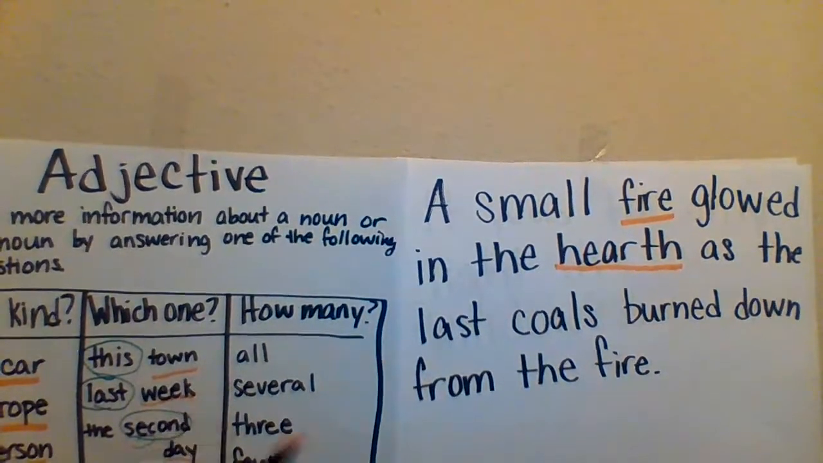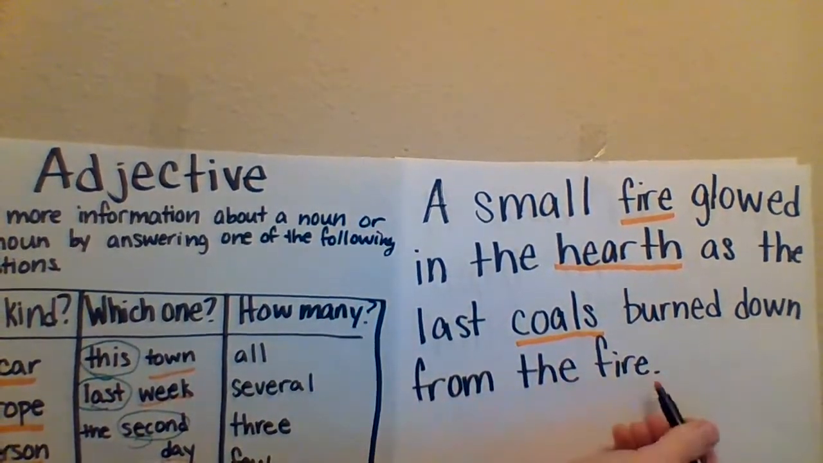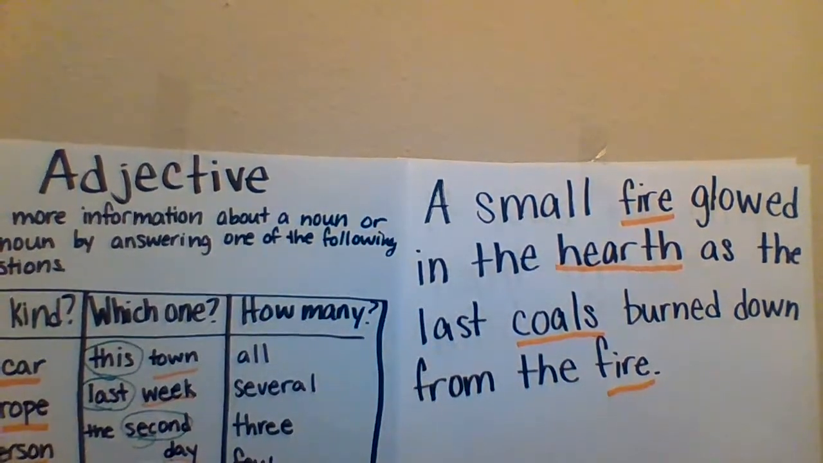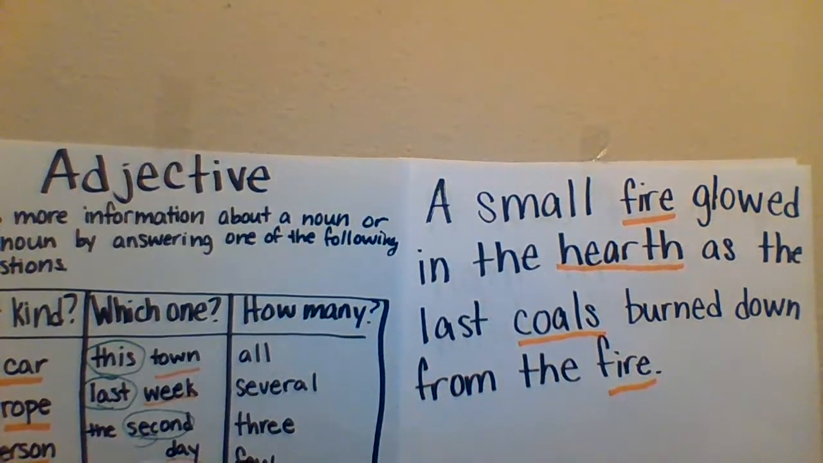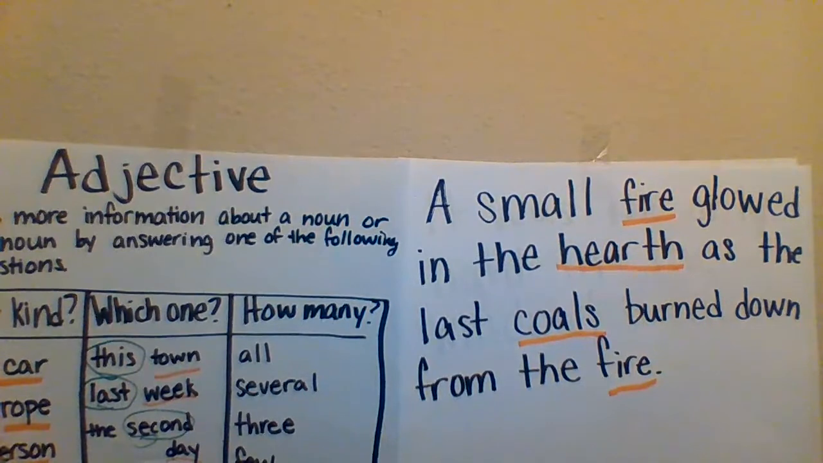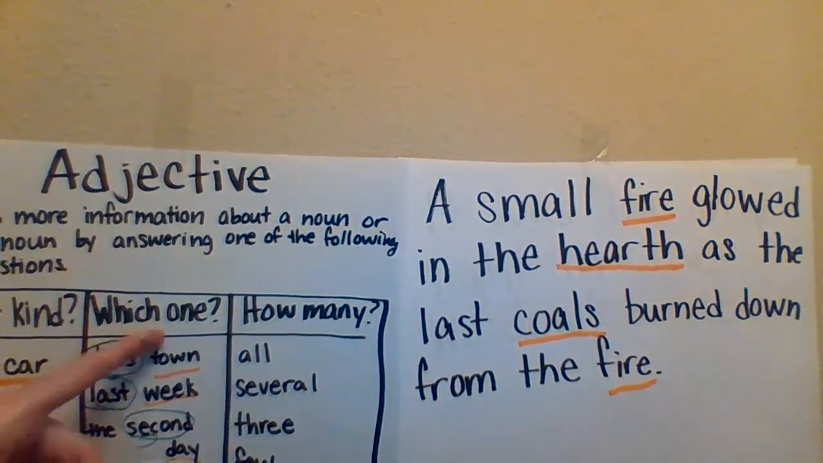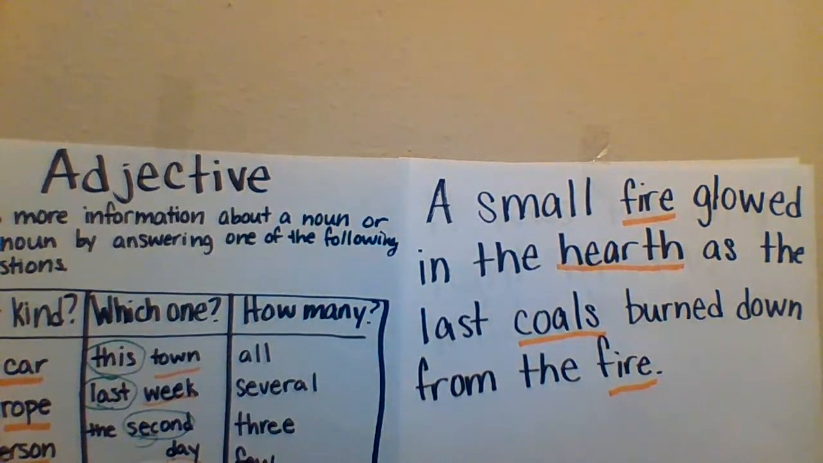Another noun that I see is actually a plural noun right here. And then another noun that I see is this one. So there's 4 nouns in this sentence alone. Not all of them have to have adjectives. Okay, again, we're looking for words that describe what kind, which one, and how many. So let's focus on fire. Think about if there's any words that describe what kind, which one, and how many.